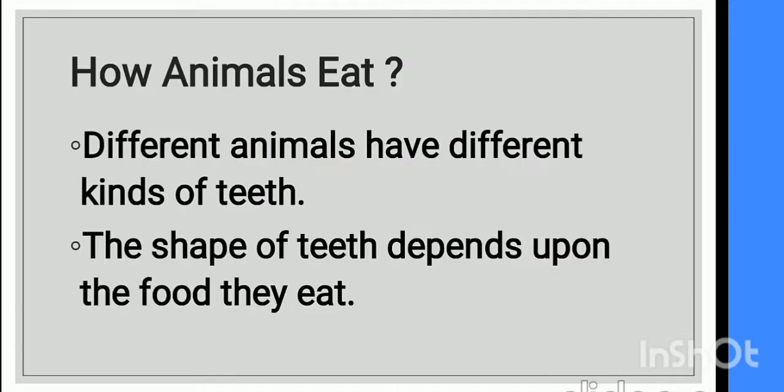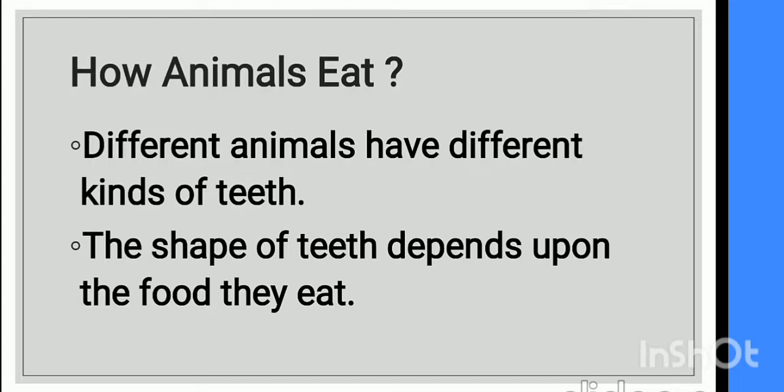So now comes how animals eat. Different animals have different kinds of teeth. The shape of teeth depends upon the food they eat. In some they need to grind, in some they need to bite, in some they need to swallow, and in some they need to chew the food. So it totally depends upon the kind of food they eat.